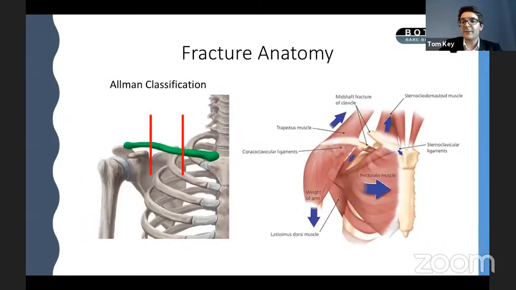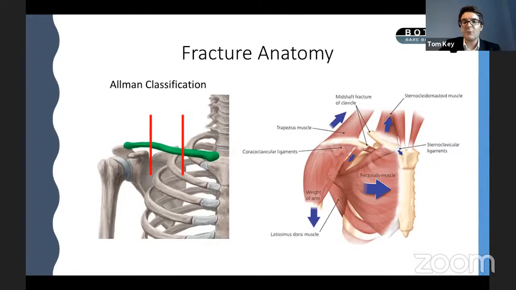Clavicle fractures are typically described according to the location of the clavicle in which they occur. They're most commonly classified using the Allman classification, which splits the clavicle into thirds. 80% of fractures occur at the middle third of the clavicle, 15% at the lateral third, and around 5% at the medial third of the clavicle. We'll be focusing on the middle third fractures as they're the most common type of clavicle fracture that you'll encounter clinically in day-to-day practice.